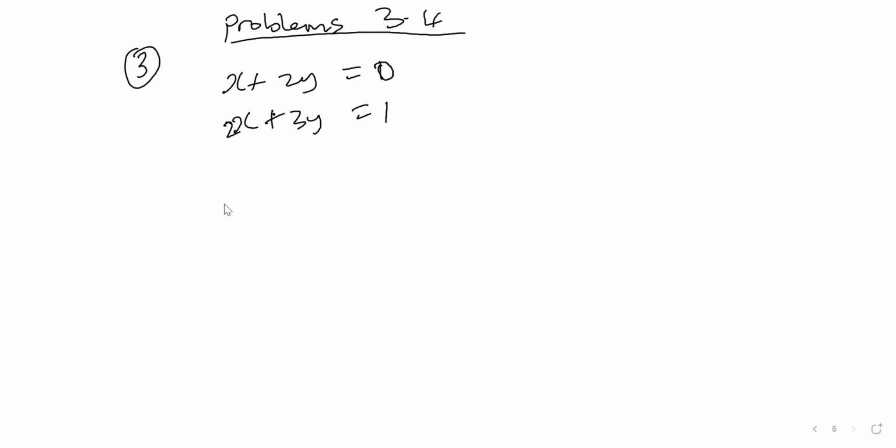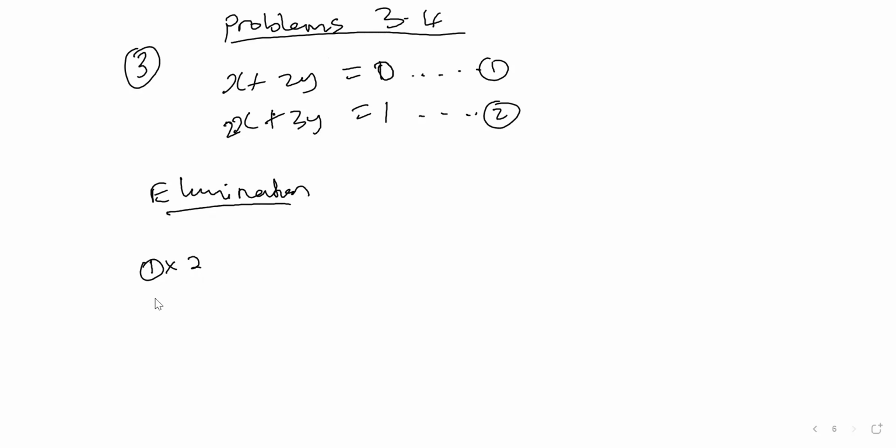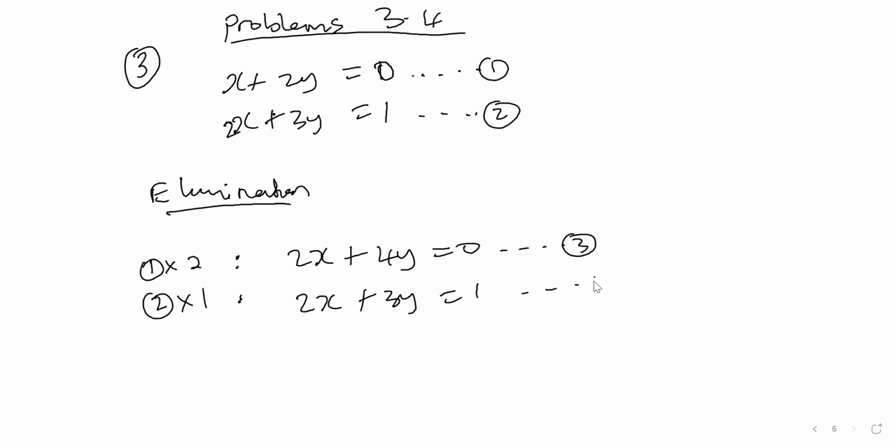So if I'm to use my elimination method, I want to eliminate x. So I multiply this equation by the coefficient of x in this one. Equation 1, equation 2. So I'm going to do equation 1 times 2, and equation 2 times 1. And what do I get? For this one, I get 2x plus 4y equals 0 to get my equation 3. And for the next one, I get 2x plus 3y equals 1, my equation 4.